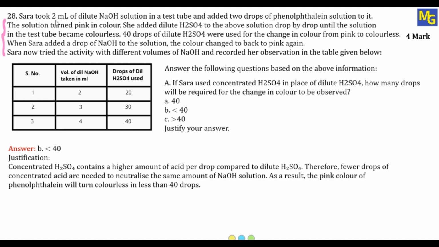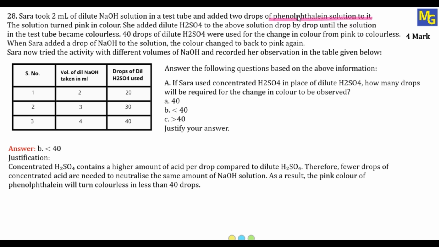So Sara took 2 ml of dilute NaOH. She took one test tube, and in that she took 2 ml of dilute NaOH solution. What is NaOH? NaOH is sodium hydroxide, a base, so it is a basic solution. She took 2 ml of the basic solution in a test tube and added 2 drops of phenolphthalein solution to it.